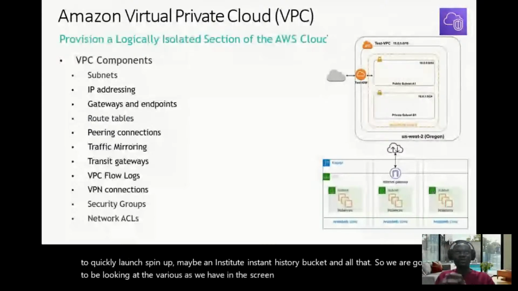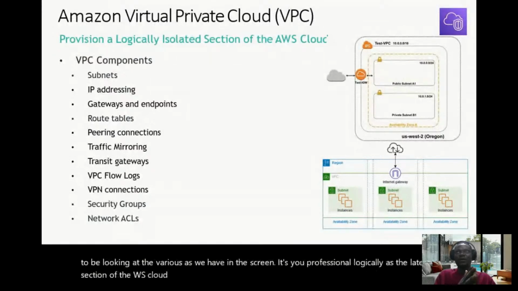You provision a logically isolated section of the AWS cloud to yourself. That's what VPC means. It is logical. You don't get to see it, but it's there.